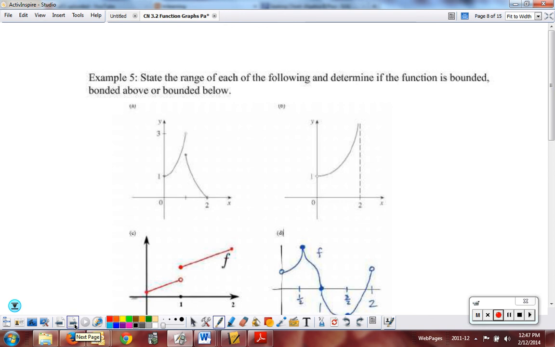All right, so is this where we stopped the last time? So we recapped that. Now we're on example 5. I'm going to let you try this on your own first. These are the pictures we already had. We actually did this on the other page, but don't look at the answers. Try to do it without looking at it. Write the range of each of these. Use what the range is to determine if the function is bounded, bounded above, or bounded below. Okay? Go.